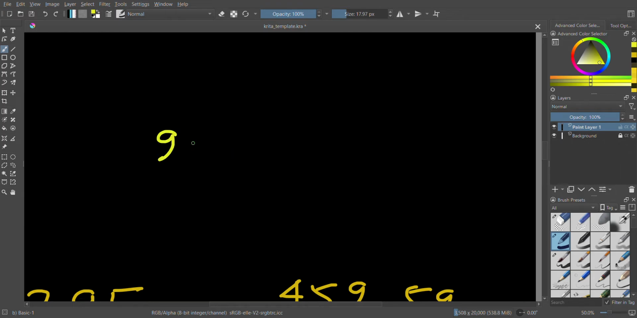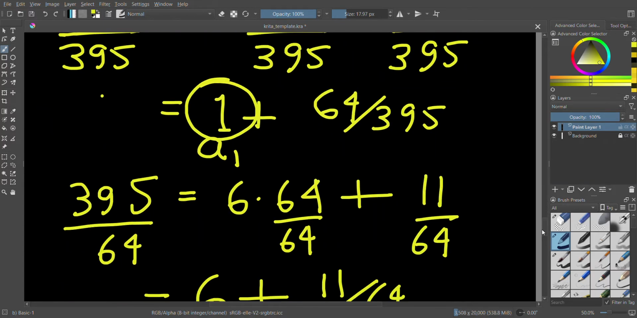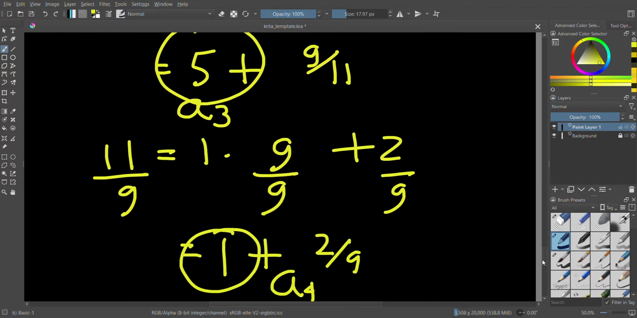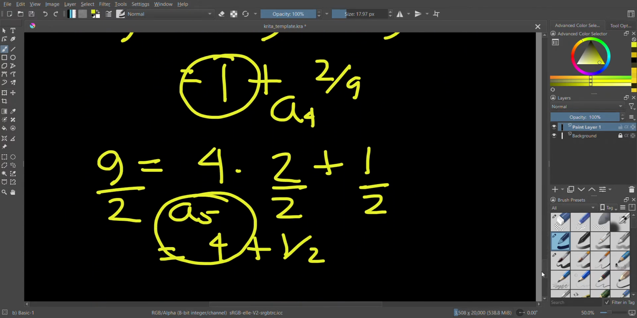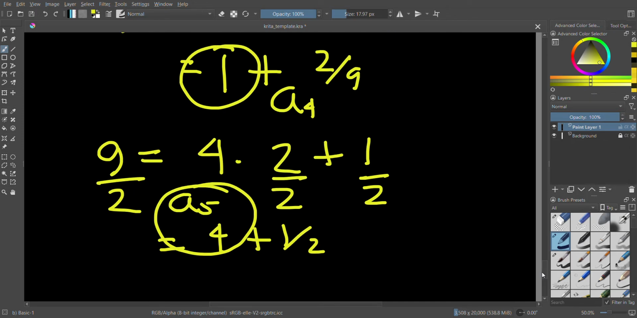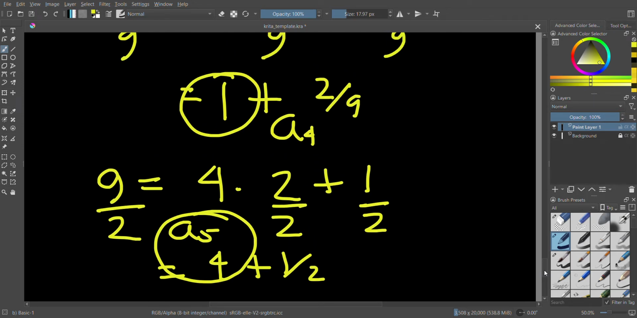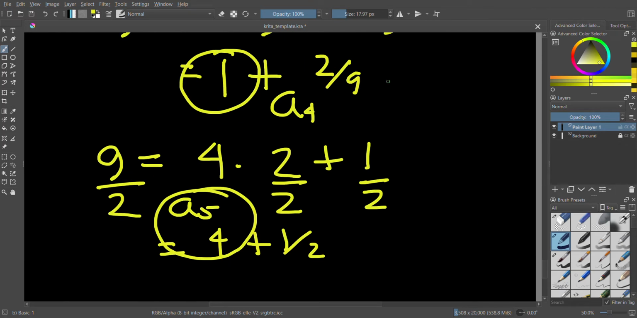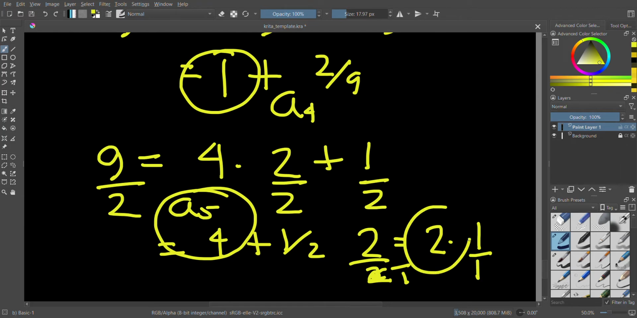9, right? Was it 9? I think. We did 64, we did 11, we did 9. Now we gotta do 2. Yeah, that's right. Okay, so actually I can scoot it over right here because 2 was equal to 2 times 1 divided by 2, divided by 1, and this is your a6.